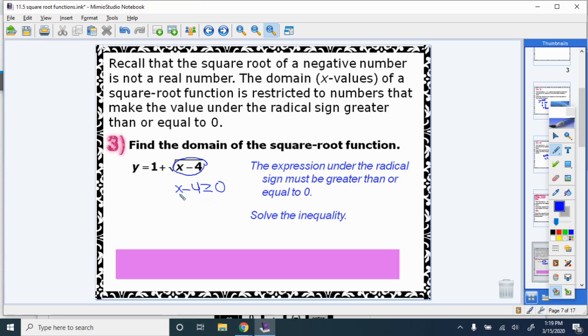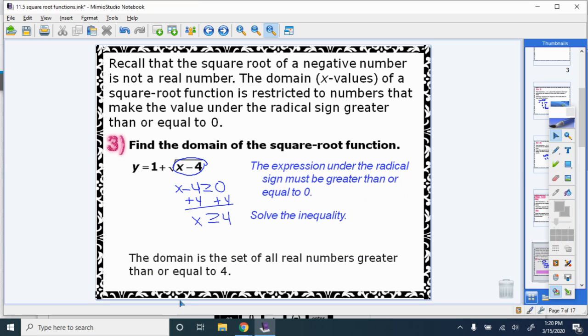If I plugged in 1, I would get the square root of negative 3. That is not okay. So I need to determine what type of numbers I can plug in. And I'm going to solve this one-step inequality by adding 4. So the x values that I can plug in are any x values greater than or equal to 4. We don't care about this 1 out here. We only care about the expression under the square root symbol.